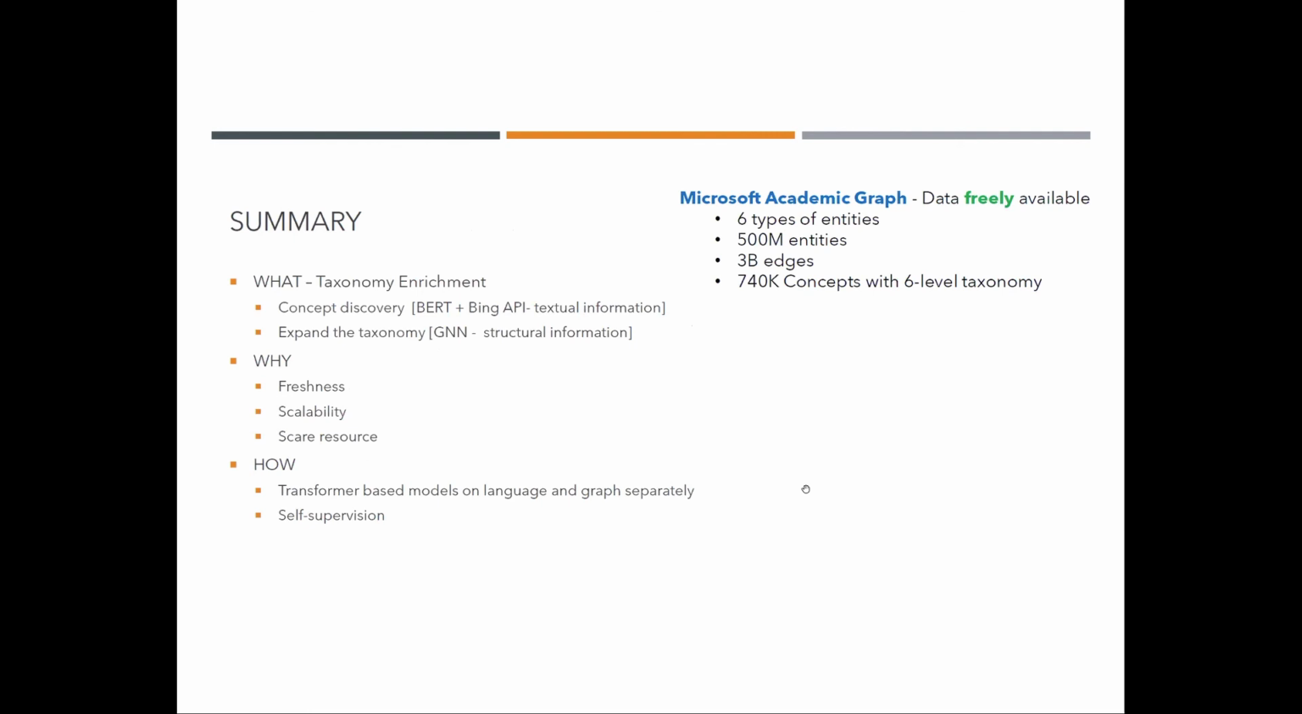So a really quick summary: we talked about taxonomy enrichment with two steps, concept discovery and taxonomy expansion, leveraging textual and structural information, aiming to reach freshness and scalability and take care of scarce resources. We currently use a transformer-based model on both language and graph separately, and leverage a lot of self-supervision. And our data are freely available.